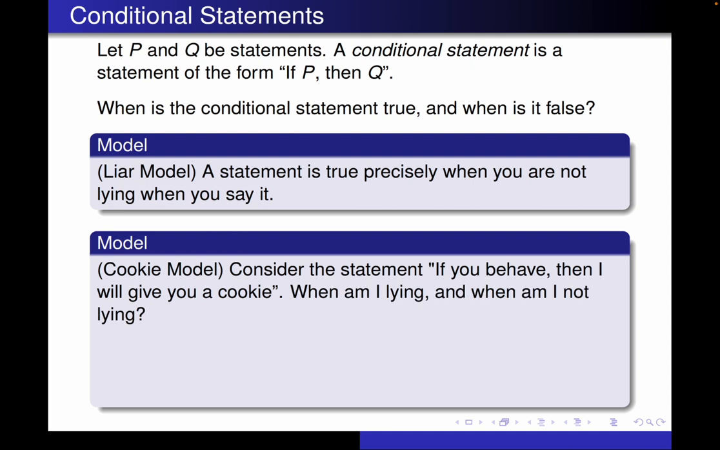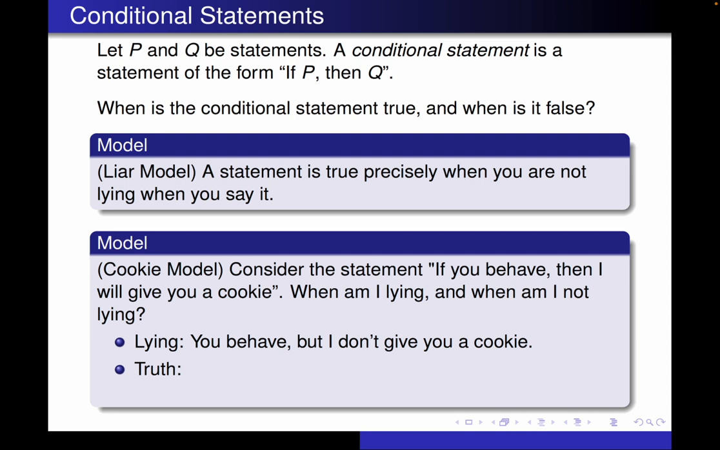So the question is, again, when am I lying and when am I not lying? Well, in order for me to be lying, something very specific has to happen. Two specific things. First of all, you have to behave, or my children have to behave, but I don't give you a cookie. If you behave and I don't give you a cookie, not only am I a bad person, I am a liar, right? Because I told you, if you behave, then I'll give you a cookie. Now the question is, well, when is it that I'm going to be telling the truth?